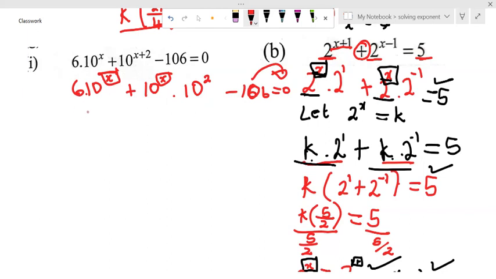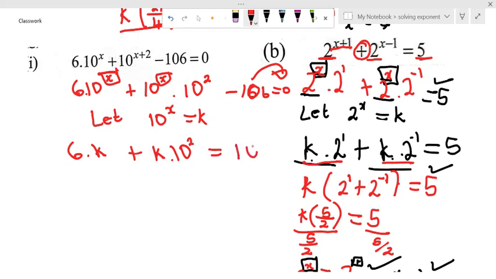So, with that being said, we'll then say we're going to let 10 to the power of x be equal to k. And then we have 6 multiplied by k plus k multiplied by 10 squared, which is going to be equal to 106; we take 106 to the other side. Okay. Now we have term number 1, we have term number 2.